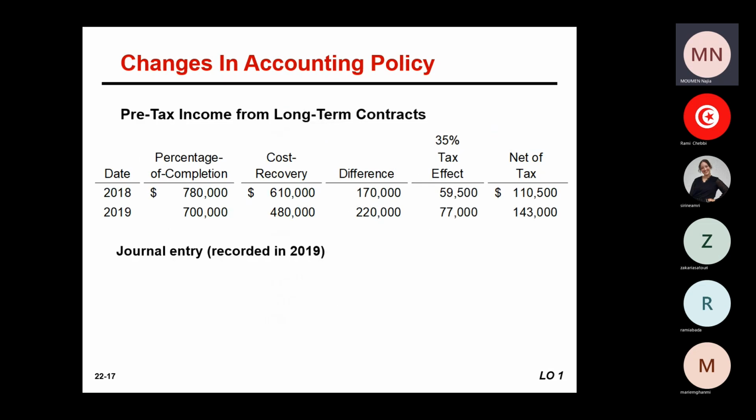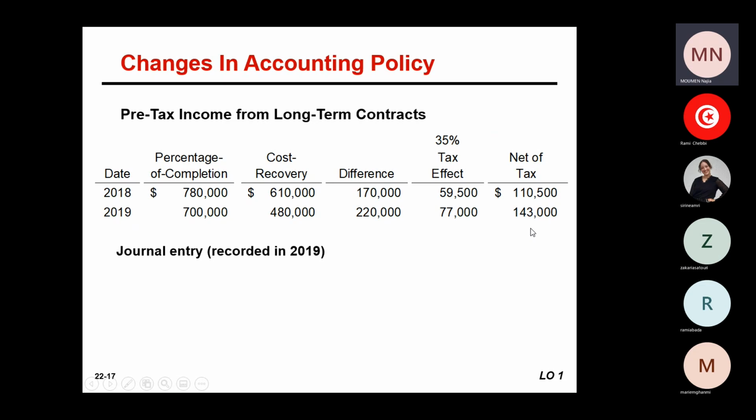First of all, we have to contrast both methods for the 2 years presented, the current period and the prior period. The difference between using the percentage of completion and the cost recovery is 170, but taking off the tax effect, that's the deferred tax liability, the net effect on income will be 110,500. For the current year, it is 143,000.